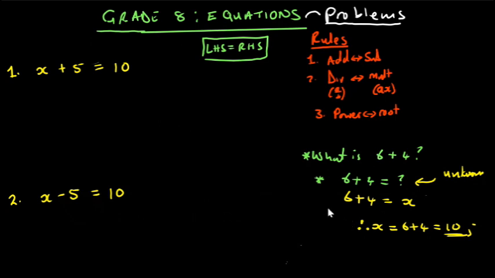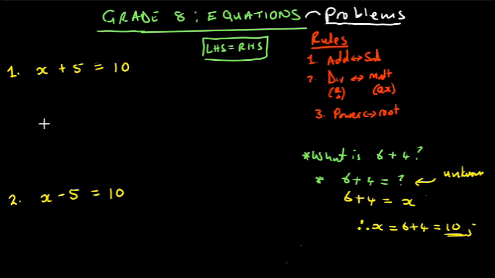But we may ask these questions in different ways. In this case, we didn't know the answer to 6 plus 4. But sometimes we don't know what we should add to 5 to get 10. Or sometimes we don't know what number we should subtract 5 from to get 10. Yes, it seems easy when it is like this. We know that we need a number to add to 5 to get 10.